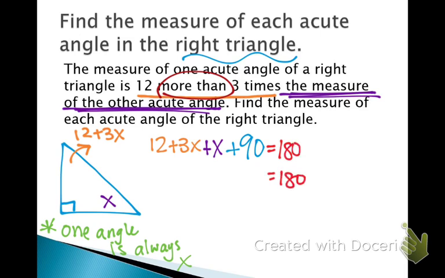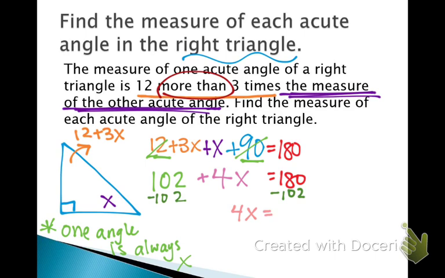So on the left, we'll combine. I'm going to combine the numbers first, because why not? What's 12 plus 90? 102. So we got those taken care of. What's 3x plus x? 4x. All right, my next step. Subtract 102. So 4x equals 78. Divide by 4. You will get a decimal, and that is okay. 19.5. So that's what x is.